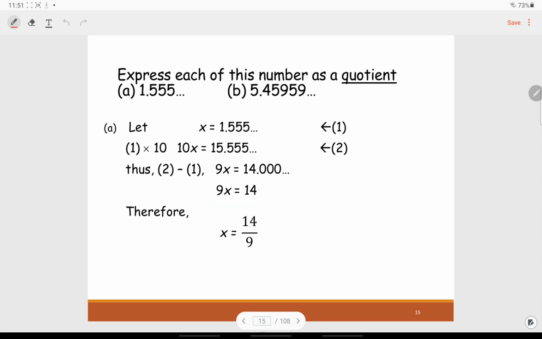Alright, so now we move to the next example. Express each of these decimal numbers as a quotient. We have two decimal numbers, and our task is to convert these decimal numbers into quotients. First of all, as we can see here, we have a triple dot, so that means these are non-terminating numbers. But as we can see, these numbers have a repeating element.